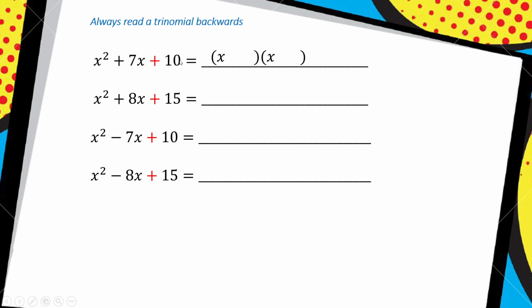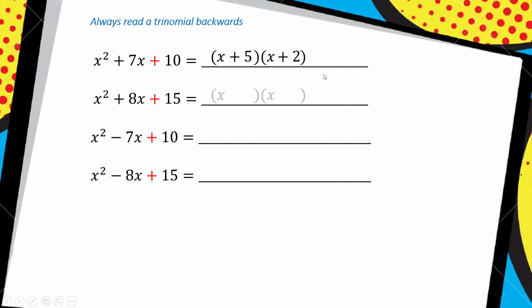Positive 7, hey? So factors of 10, 10 and 1, when I add those do I get 7? No. 5 and 2, when I add 5 and 2 do I get 7? Yes, I do. Okay, so positive 5 plus 2 gives me positive 7. So there they are, 5 and 2. And then that's your final answer. If I were to go and try and FOIL that out now, I'll get back to the question.